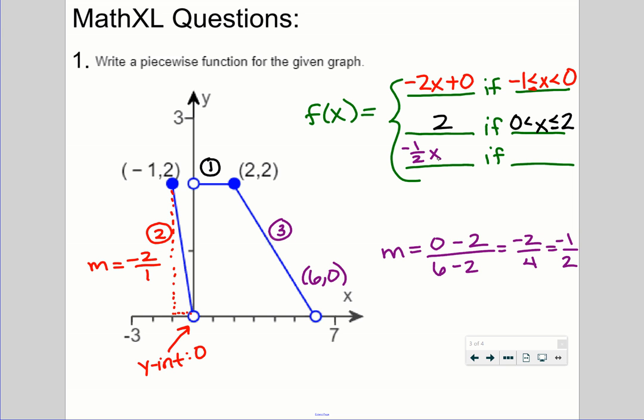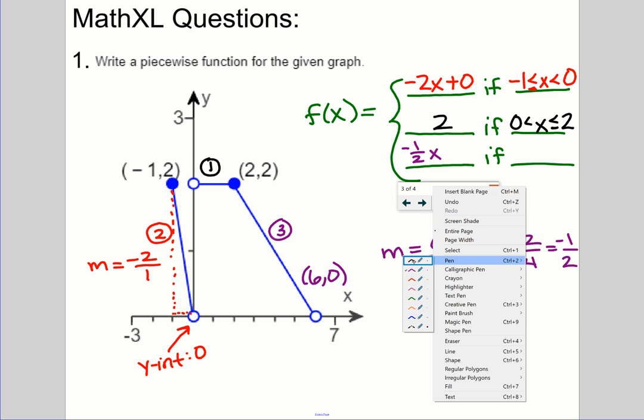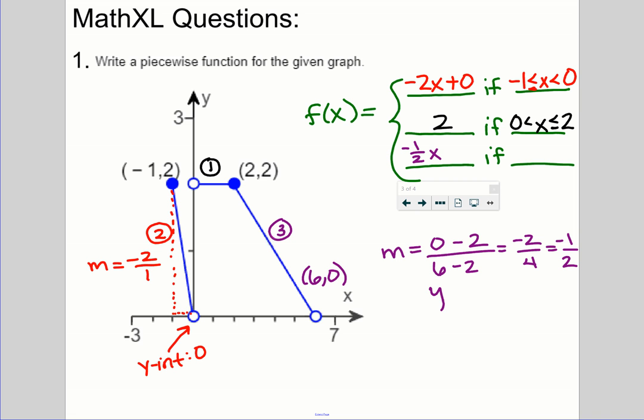I am still missing the y-intercept. So what did we do before? If we were missing the y-intercept, we went to our y equals mx plus b. We filled our slope in for m. And then we filled one of the points in for x and y. You can use either point. Anybody have a preference? 2, 2. So x is 2, y is 2.